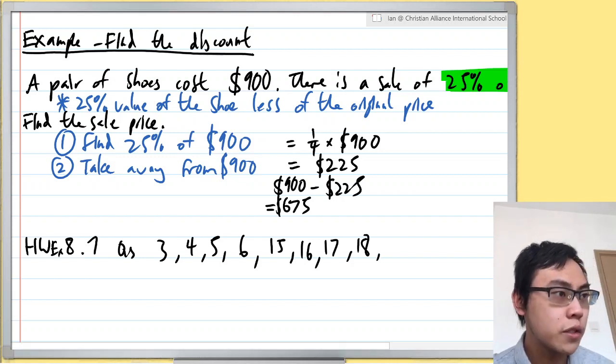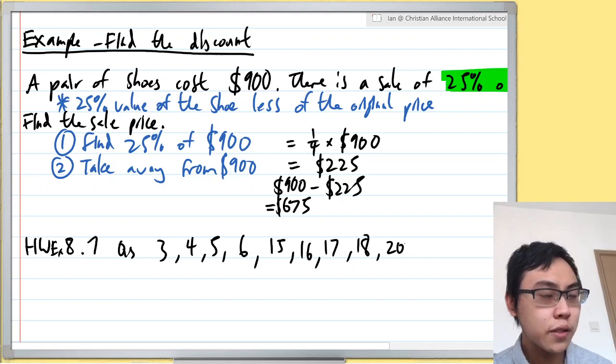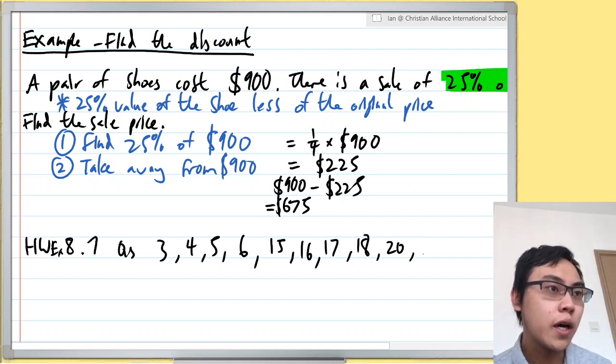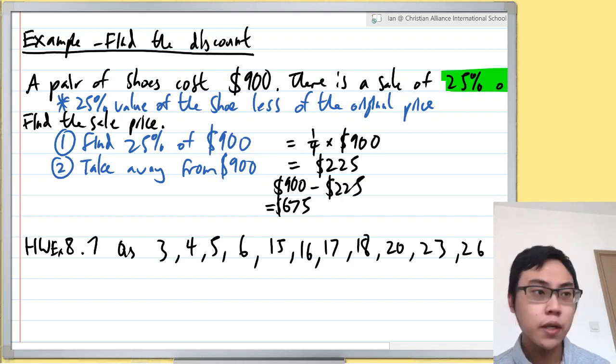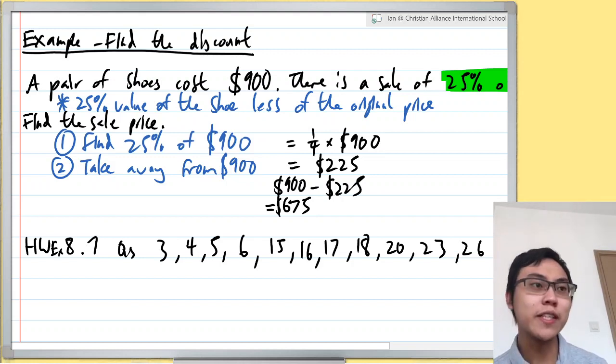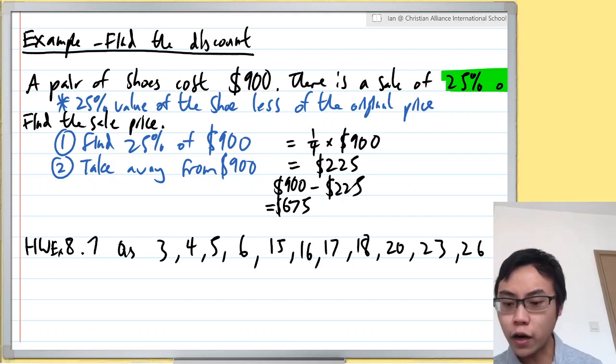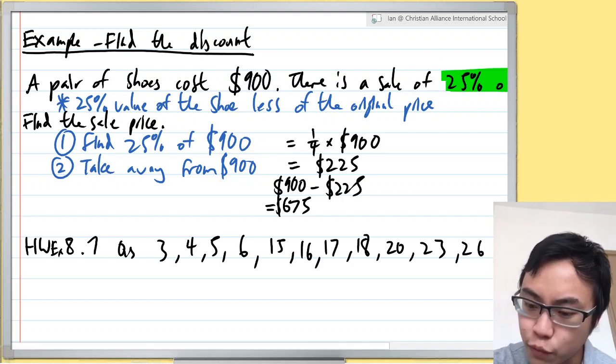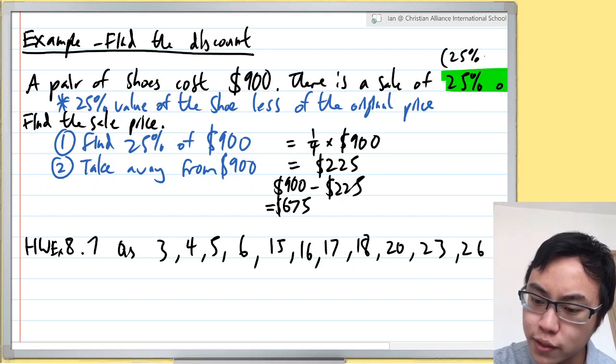So that will be question 20, question 23, and one more. Let's do 26. When it says 20% discount, it's the same as 25% off. So 25% off will be the same as 25% discount.